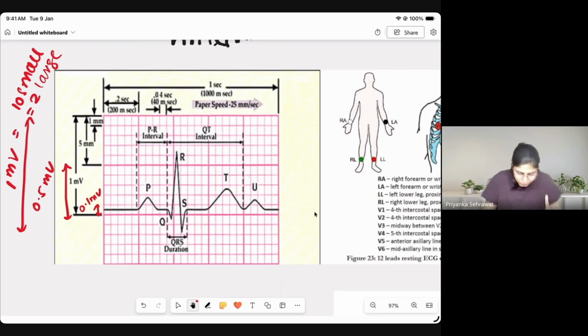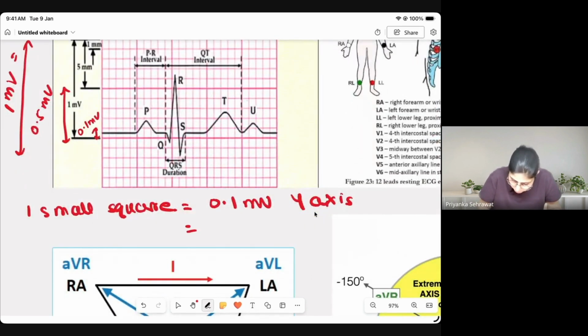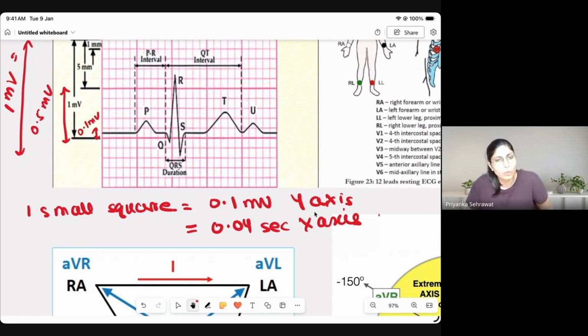इसमें एक ही चीज याद रखनी है. 1 small square equals to 0.1 millivolt in y-axis and 0.04 second in x-axis. ये क्लियर है सबको? वोल्टेज और टाइमिंग का कोई इश्यू नहीं है, कोई पंगा नहीं है, ये क्लियर है ना? 1 small square equals to 0.1 millivolt on y-axis or 0.04 second on the x-axis, and you please memorize that. 1 large square consists of 5 small squares and the speed of the paper is 25 millimeter per second. इतना ही याद रखना है, rest you will be able to figure out. ठीक है, वो आप figure out कर लोगे.